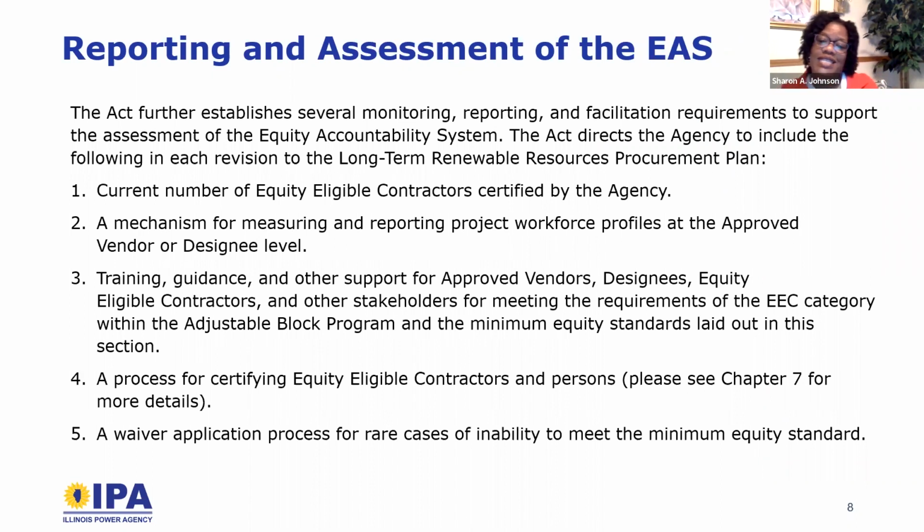So reporting and assessment of the EAS. The features listed on this slide support, through the revision of the long-term renewable resources procurement plan, the equity eligible system by identifying the current numbers of EECs certified by the agency, providing training, guidance, and additional support for AVs, their designees, and equity eligible contractors, as well as other stakeholders, and creating a waiver application process in the rare instance of the inability to fulfill any of the minimum equity standards. Next slide.